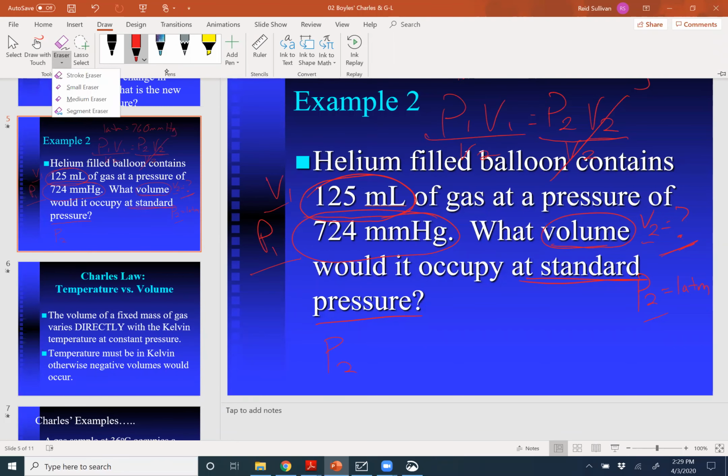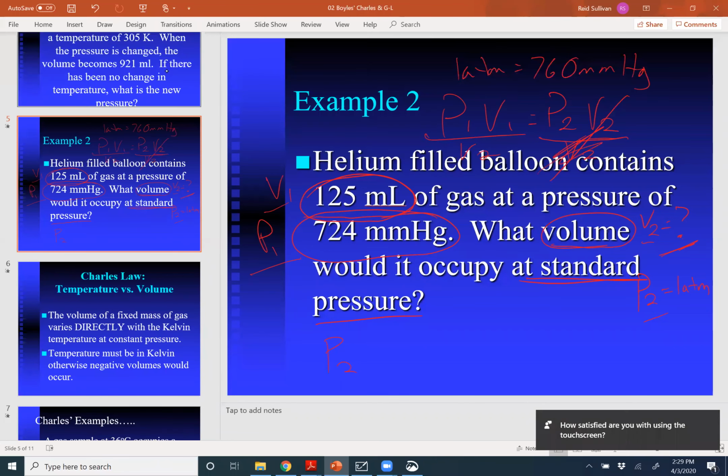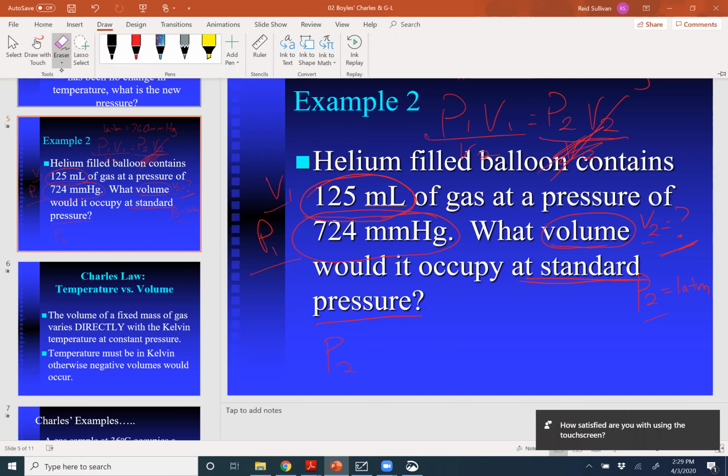If you could mute yourself, that'd be sweet. How satisfied are you with using the touchscreen? Well, I clicked on the eraser and it didn't erase, so you tell me.